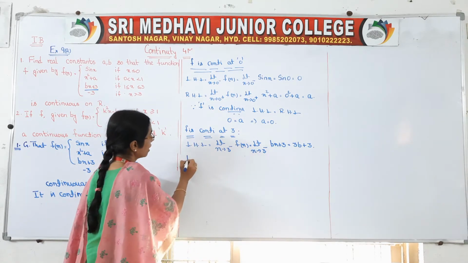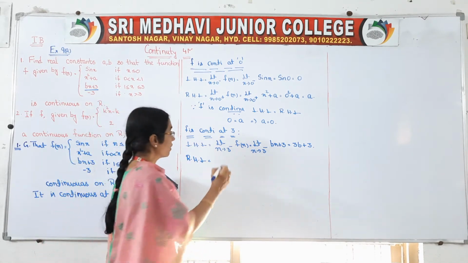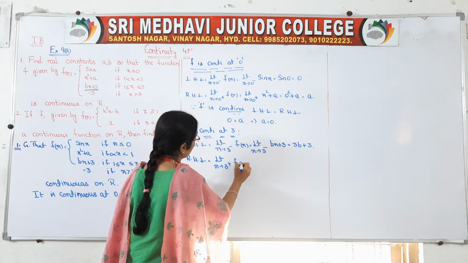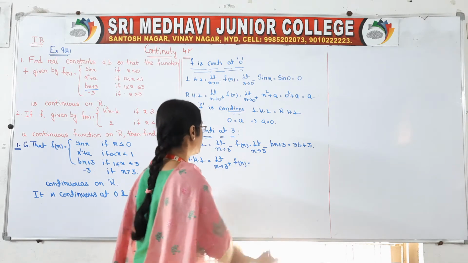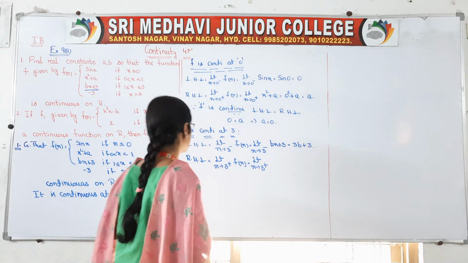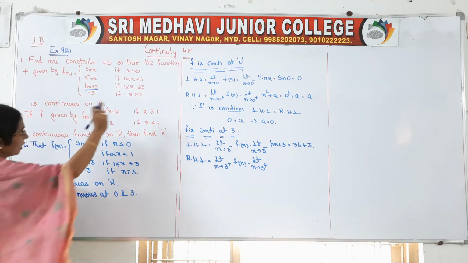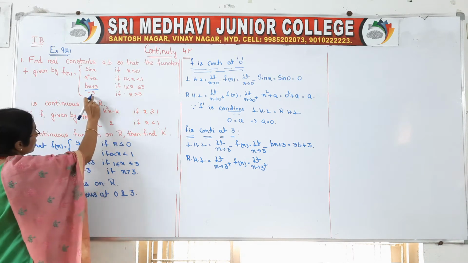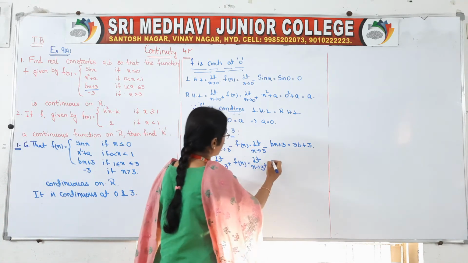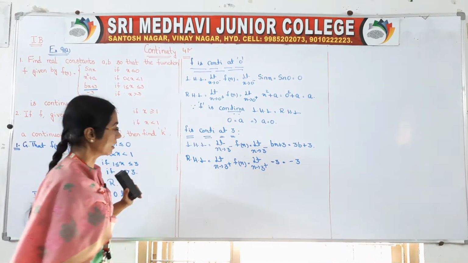Okay, next you take right hand limit. So right hand limit is equal to limit x tends to 3 plus f of x. So come on, it is greater than 3. When x value is greater than 3, the function is defined as minus 3. So it is equal to minus 3.